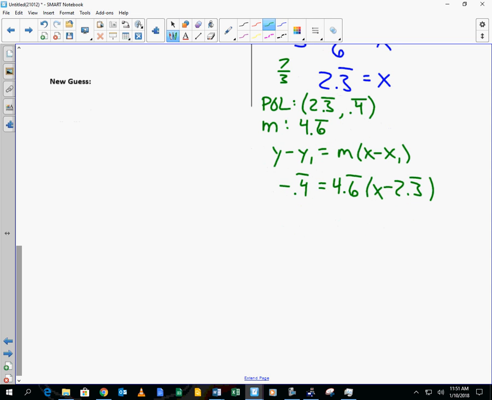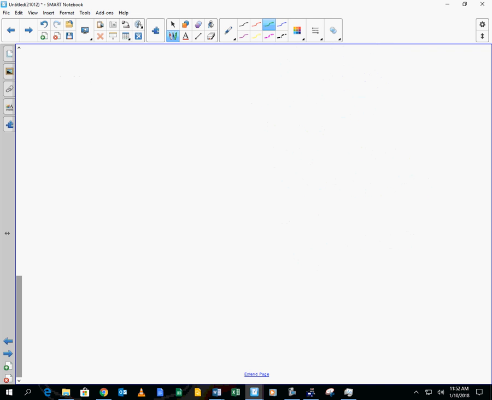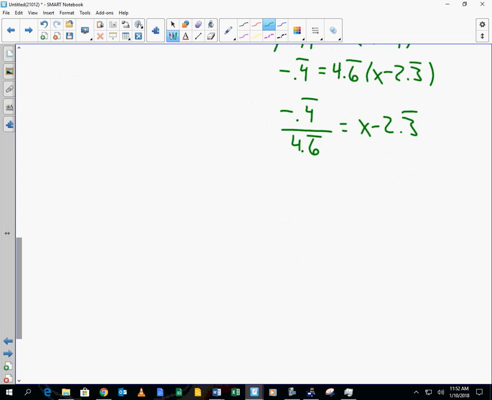I'm going to divide both sides by 4.6 repeating to get negative 0.4 repeating over 4.6 repeating equals x minus 2.3 repeating. Now what? Yeah, so 2.3 repeating minus 0.4 repeating over 4.6 repeating. That's going to be my new guess, isn't it?